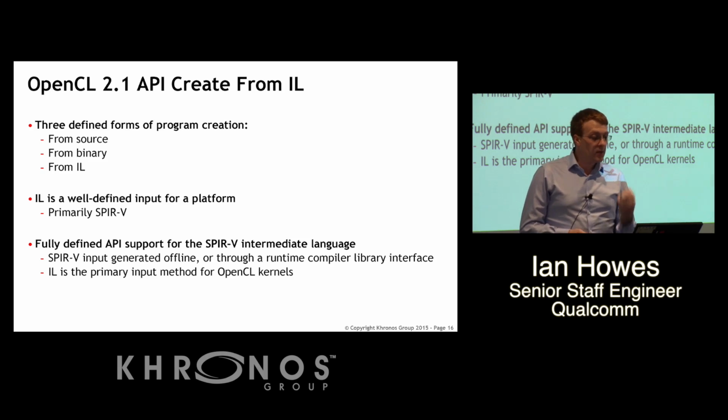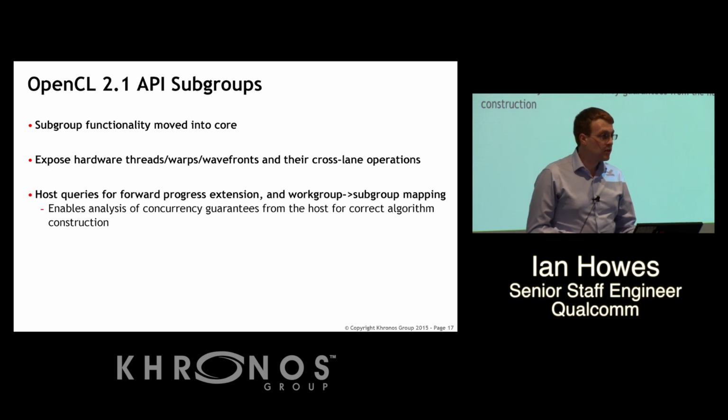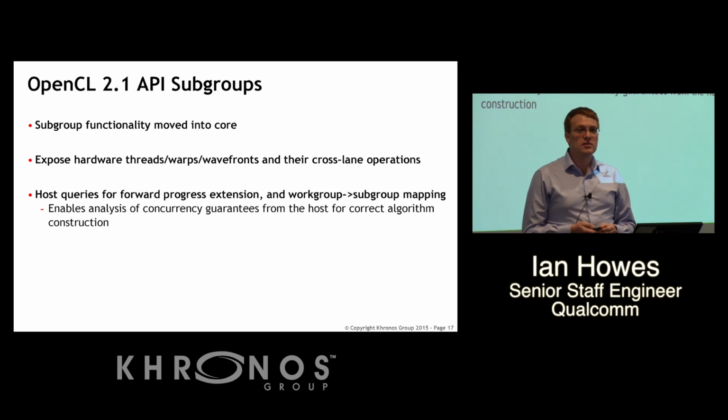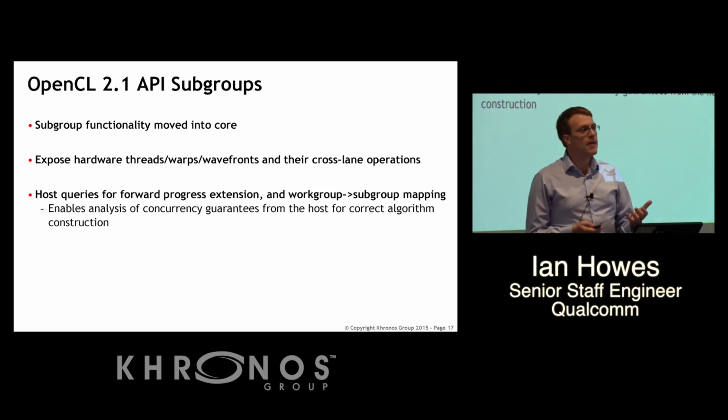So this IL is then a well-defined input for the platform. It will be this standardized SPIR-V, optionally with extensions. And so we have added specific API support for the needs of the IL. We've moved subgroup functionality into core, as I said. So this exposes the hardware threads, the wavefronts, the warps, whatever different vendors call them, with cross-lane operations, so that cross-lane operations on specific vector threads can be exposed independently of the ones we added in OpenCL 2 across a whole workgroup, which might require synchronization.